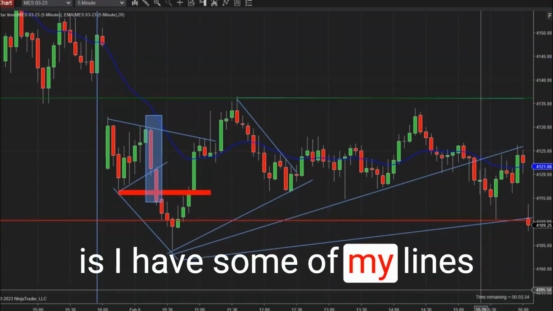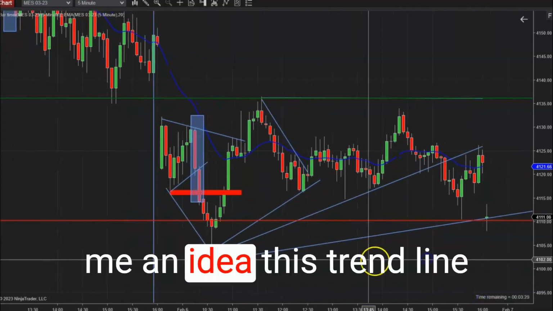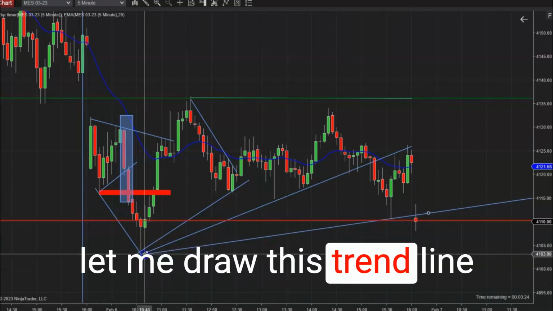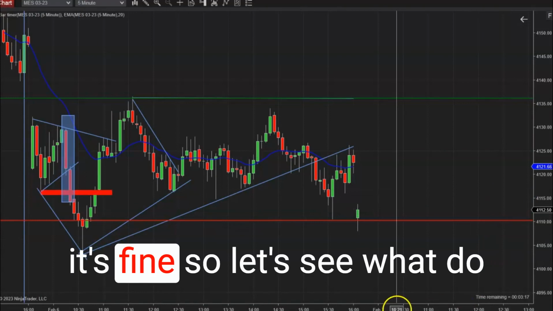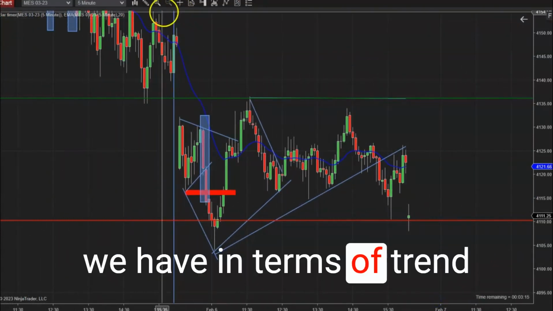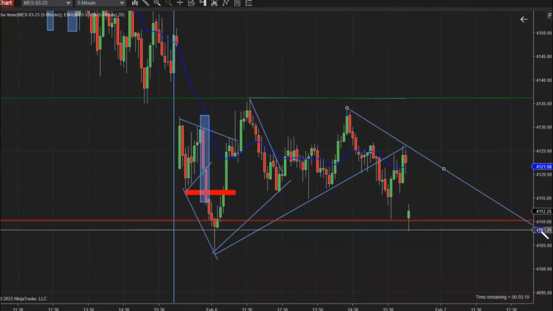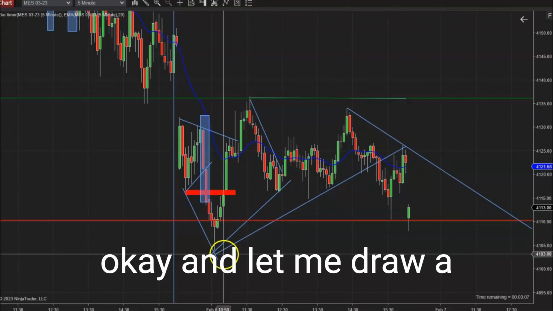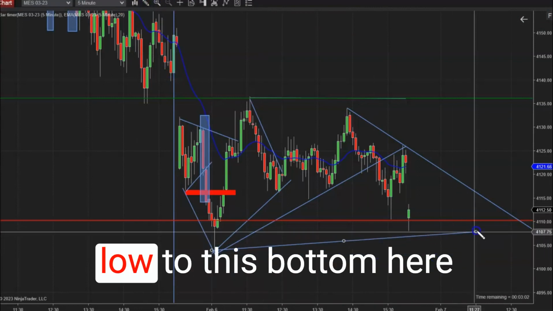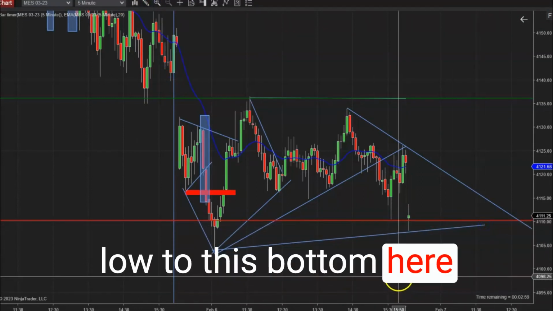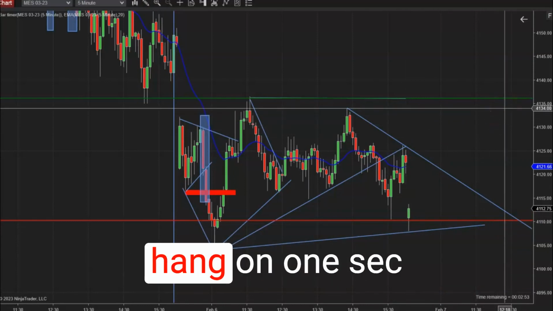And so I have some of my lines drawn in from yesterday here. As far as my trend lines, I like to just keep them in there just so it gives me an idea. This trend line, let me draw this trend line in from here to, all right, it's fine. So let's see, what do we have in terms of trend lines? We're going to draw a trend line from these tops here. And let me draw a trend line from yesterday's low to this bottom here. All right, the next thing I'm going to do is check for some news in the calendar. Hang on one sec.